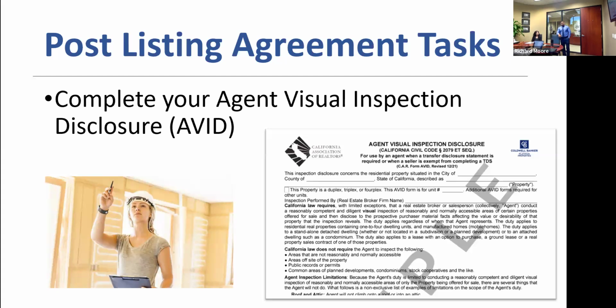And while you're at it, you can complete your agent visual inspection disclosure. I think we've talked about it before. It's a CAR form that's required for your transaction, first of all. Every agent in the transaction, the listing agent and the buyer's agent, has to complete one of these. It's exactly what it says, a visual inspection of the property. You're not an inspector, you're not in construction, you don't have to look under the sink, you're not a plumber, you don't have to flush the toilet to make sure it's working right.